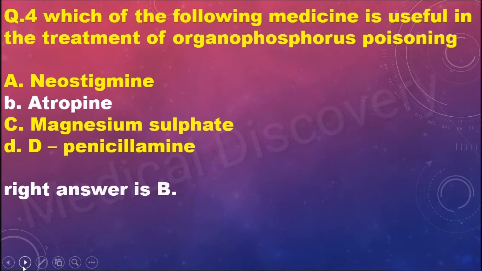Which of the following medicine is useful in the treatment of organophosphorus poisoning? The right answer is B.